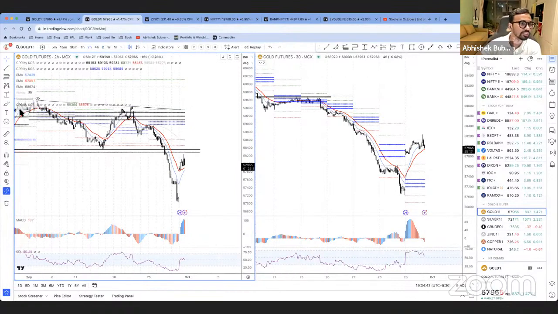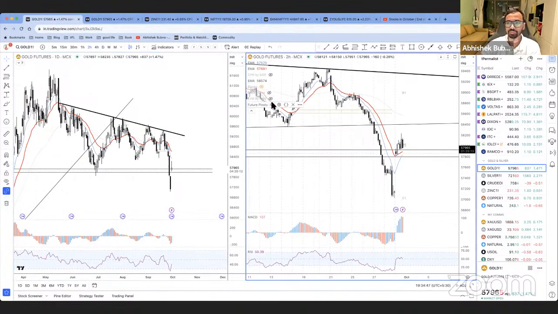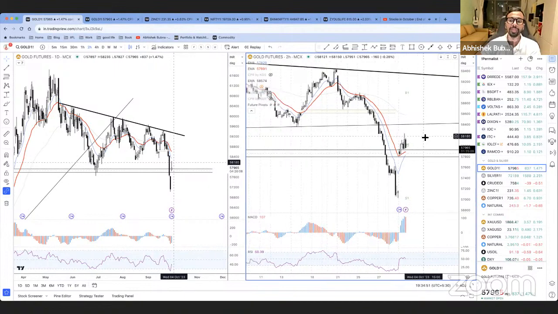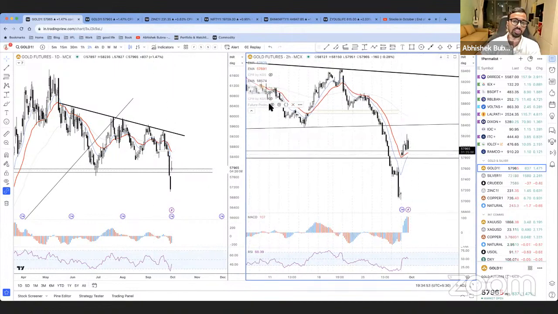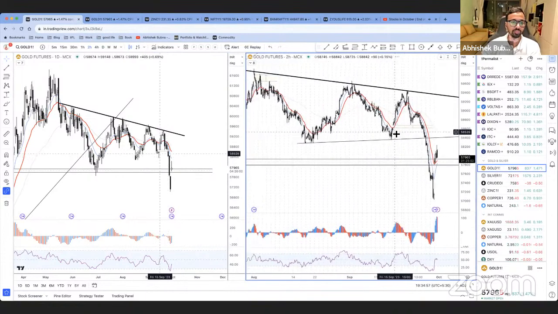excuse me. Now, if I show you, let me open here, future CPR, you can see it's a narrow CPR till now. तो हमें Tuesday को direction यहाँ पे भी अच्छा मिल जाएगा, and we'll take an opportunity here as well in commodity.